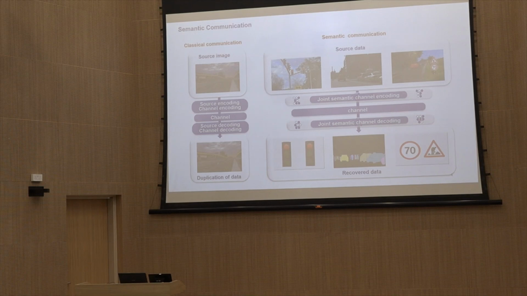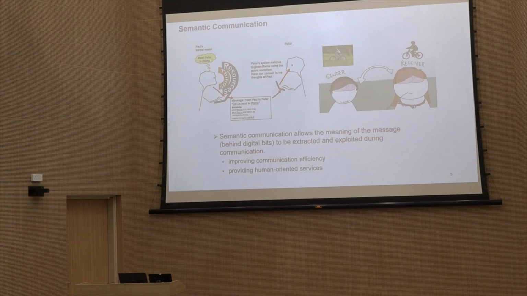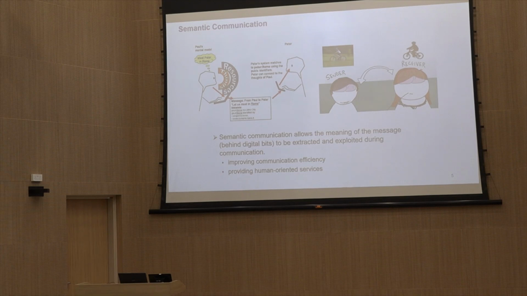Here we perform joint semantic channel encoding and then transmit the symbols of the meaningful semantic information over the wireless channel. The receiver will perform joint semantic channel decoding to obtain the semantic information. So the semantic information is not the same as the raw image or raw data at the source. Semantic communication can be represented as the communication of humans.